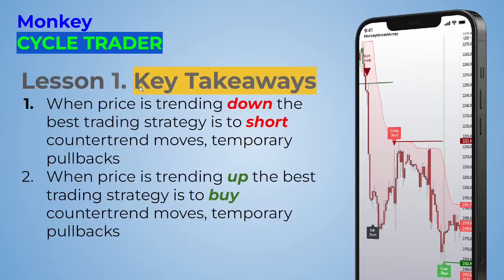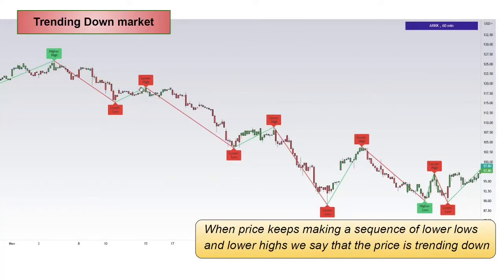So lesson 1, key takeaways. When price is trending down, the best trading strategy is to short counter-trend moves, temporary pullbacks. So you don't want to buy here, you don't want to buy here, you rather want to short here. You can see that every pullback is weaker than the preceding push down, and that actually manifests the prevailing market direction. And in that particular case, you can see that the prevailing market direction was down.